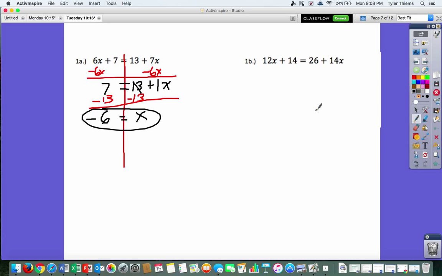Circle that final answer. Right now, you go ahead and press pause, and I want you to do 1b, which is very similar to 1a on your own. Go ahead and press pause.